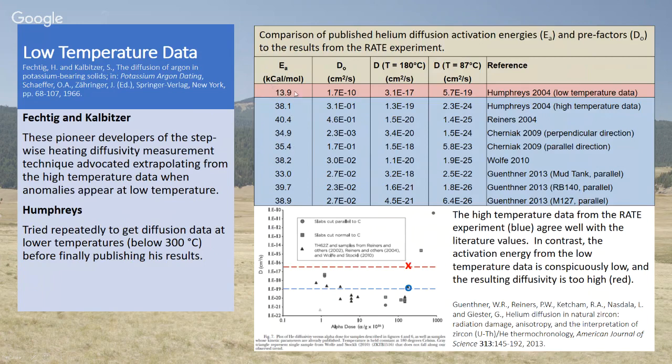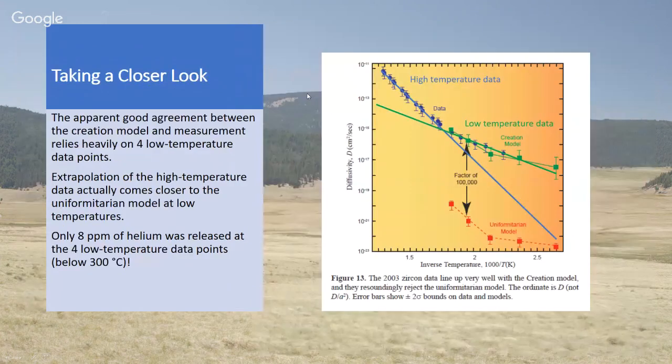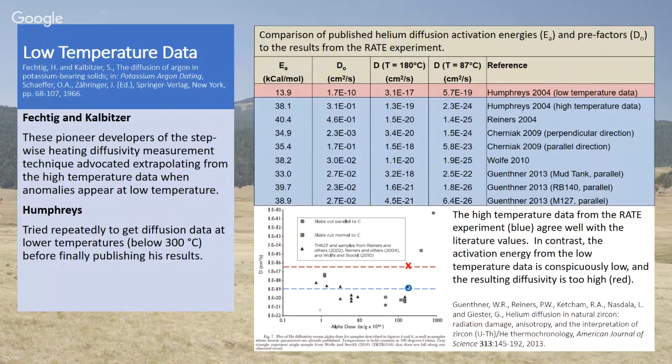What stands out is this low slope that comes from just 4 data points in their experiment, which Fechtig and Kalbitzer say should really be ignored because it's where their model is no longer valid. So the RATE team is placing tremendous significance on just 4 data points, and it's inconsistent with what everyone else in the field has been publishing.